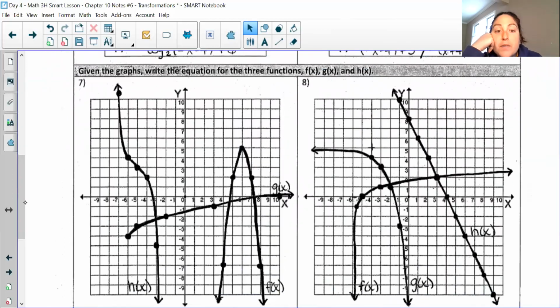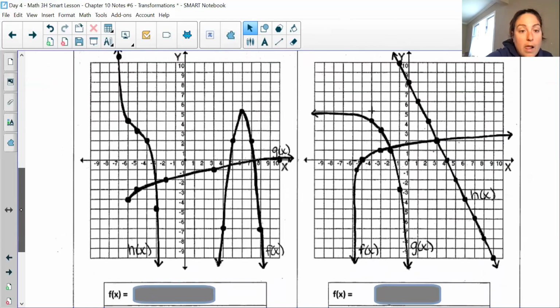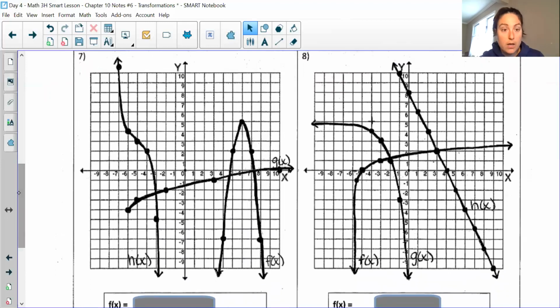All right, given the graphs, write the equation of the three functions f of x, g of x, and h of x. In this case, we're not given the parent function, we just have to identify the parent function based on the graph and then the correct equation. So here we have, let's see, f of x. We'll start with f of x.